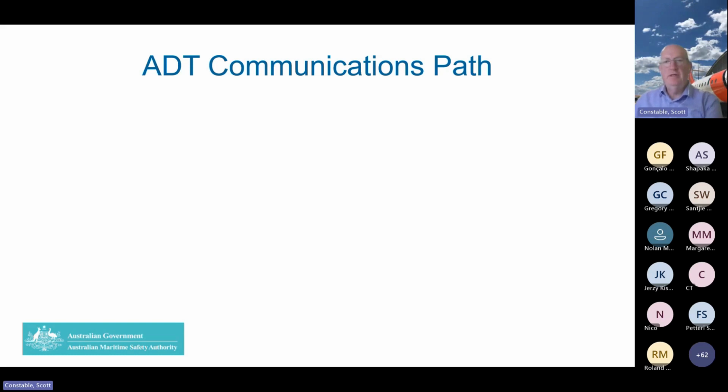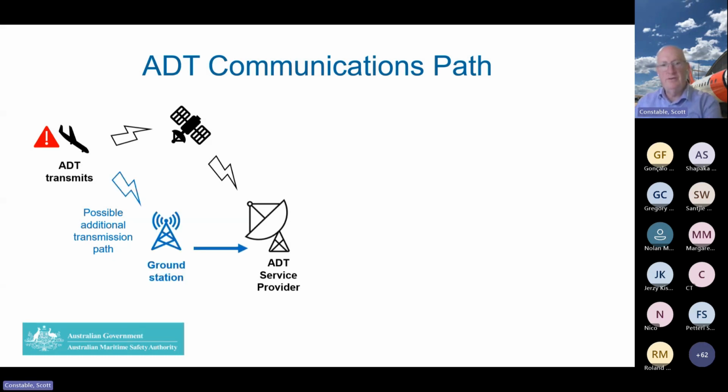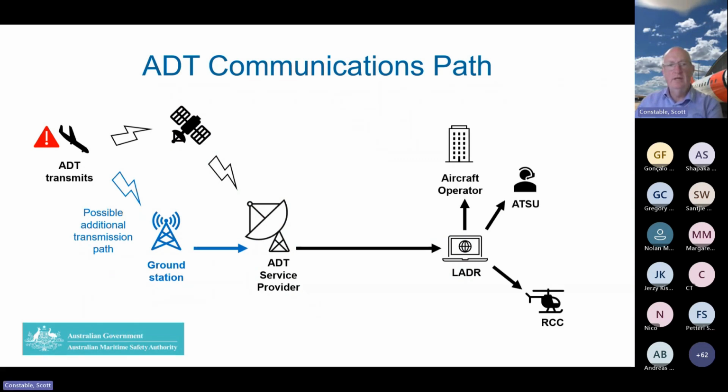So just to demonstrate here, this is a diagram which attempts to show the ADT notification pathway through the ladder as it's currently understood. So the ADT will transmit. The alert would go to a satellite, down to an earth station, the ADT service provider. It could possibly go via another terrestrial ground station, depending on the service provider. That information gets sent to the ladder, and then it gets distributed as a notification to the stakeholders, as I mentioned before.